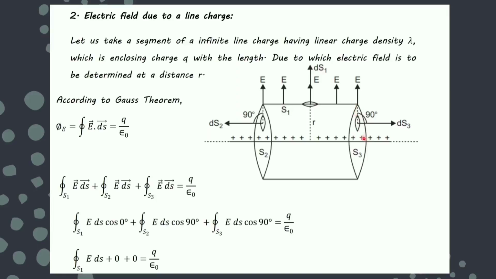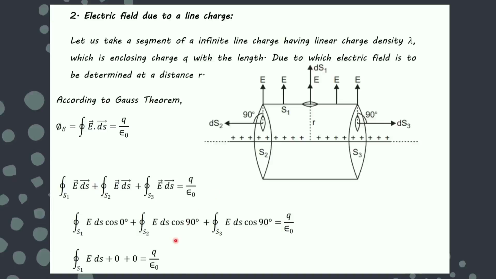So when theta is 90, cos 90 is 0. It means due to the second surface as well as due to the third surface, there will be no flux. Only flux will be there because of the first surface when theta is 0. And when theta is 0, you can write it equal to E dS, because cos 0 is 1, which is equal to q upon epsilon naught, using the first equation which I have written by the definition of electric flux and the Gauss theorem.